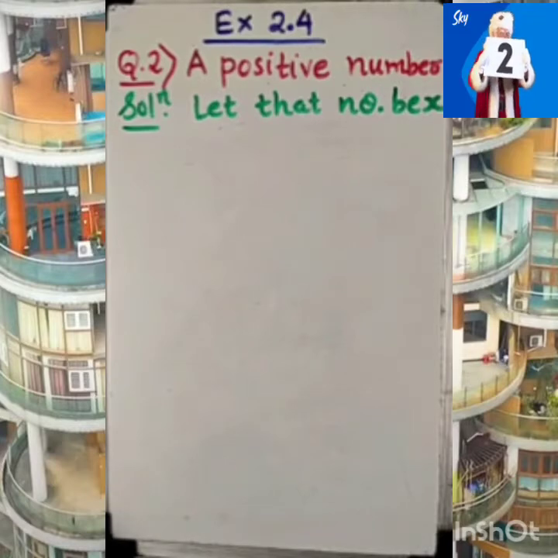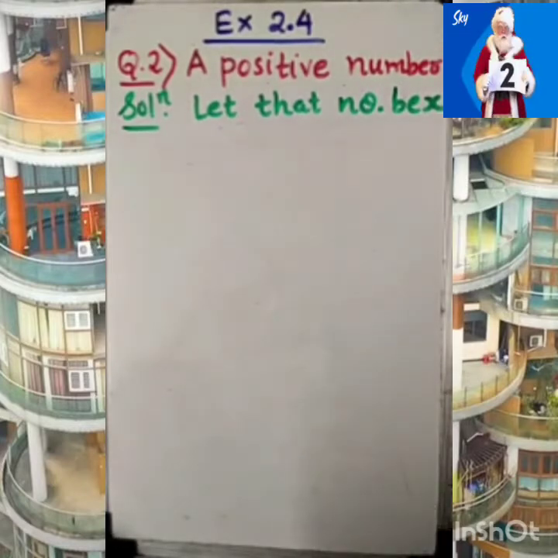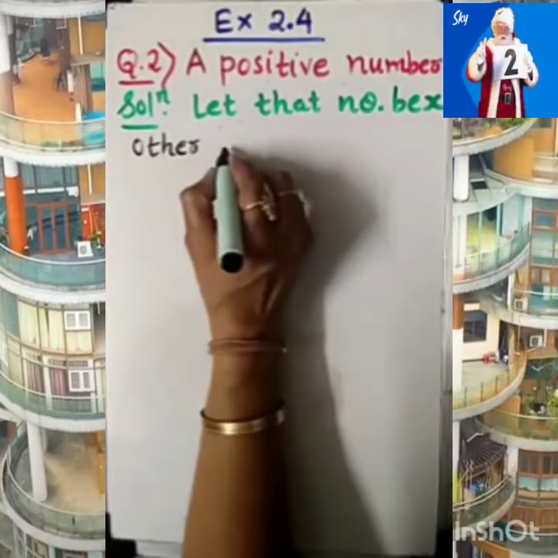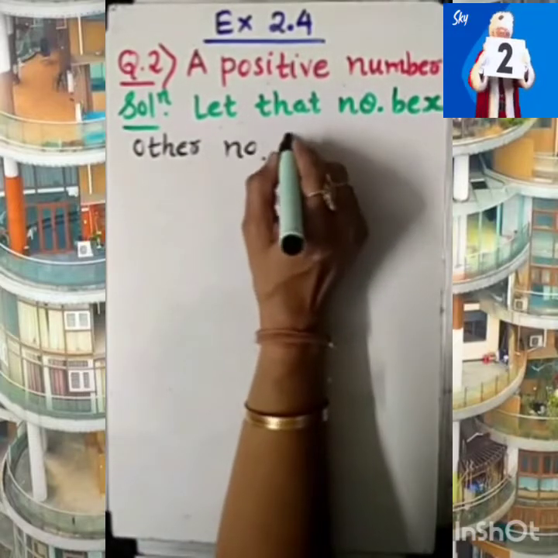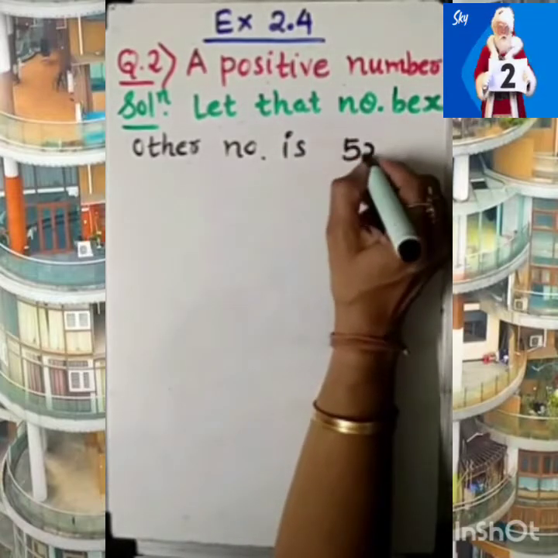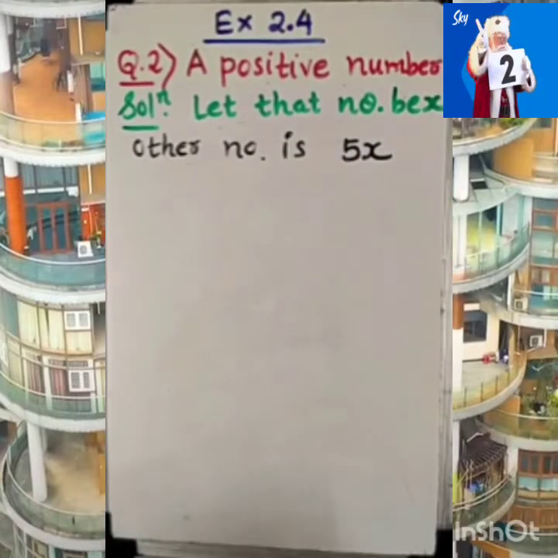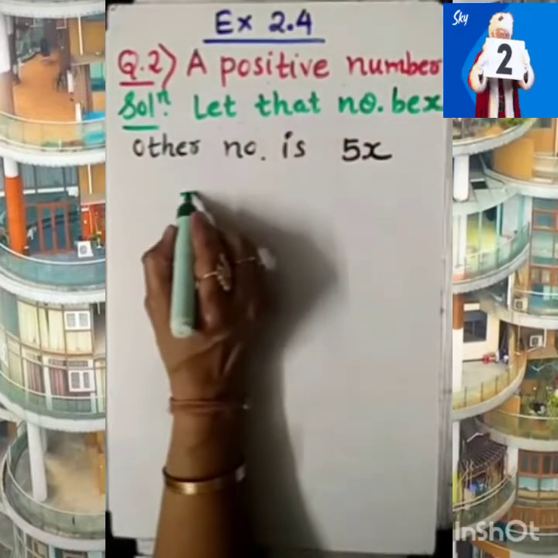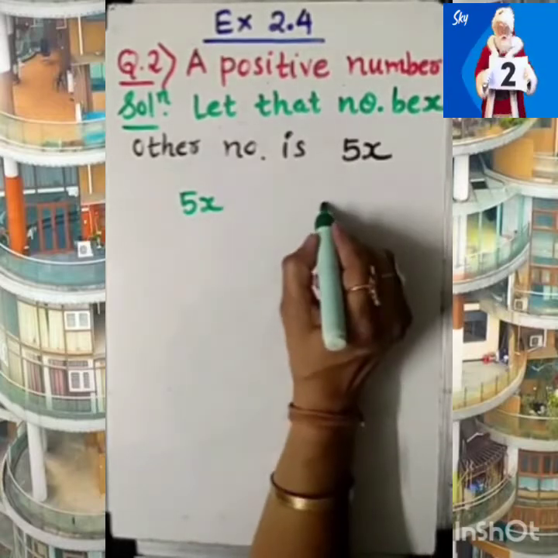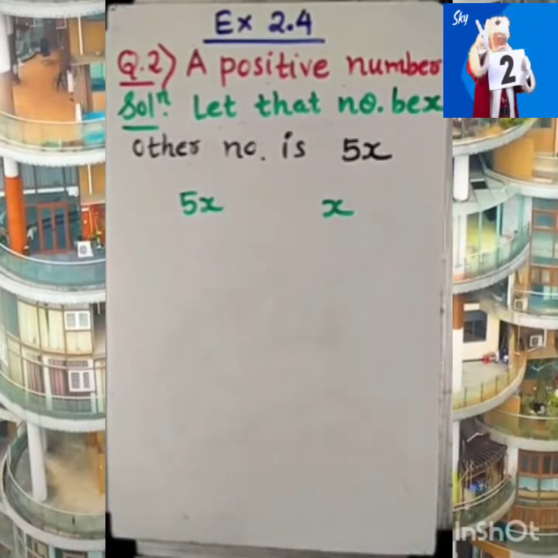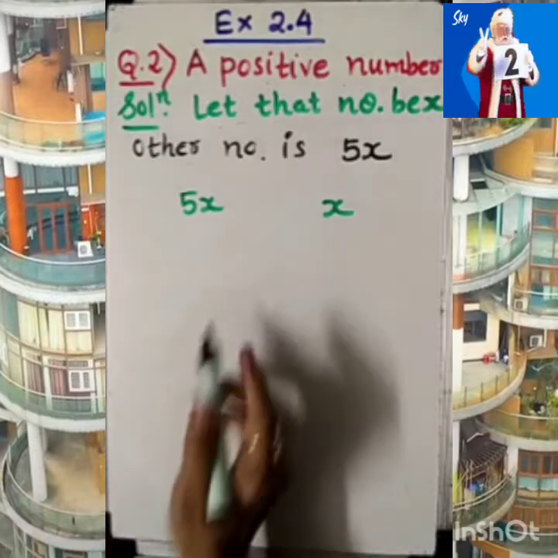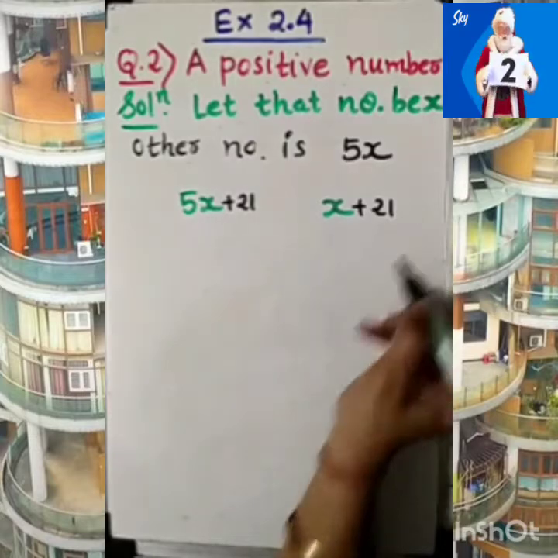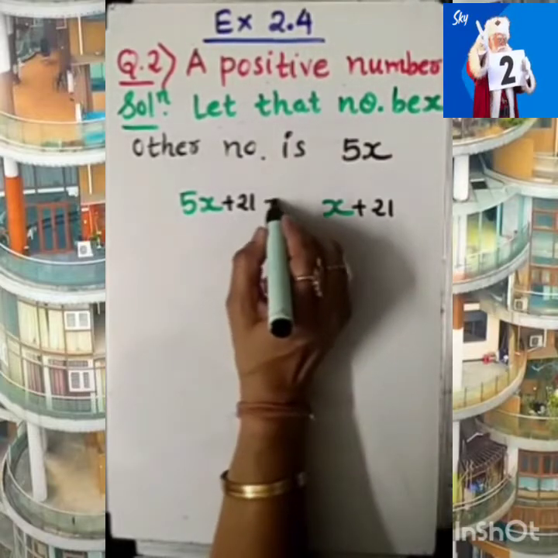Now the positive number is 5 times the other number. It means the other number is 5 times that number, so it is 5x. Okay, dear students. Now, if we add 21 to both of the numbers, this side it is 5x, this is x. If I am adding 21 to both of these numbers, this side also I am adding 21, this side also I am adding 21. Then what will be the result?